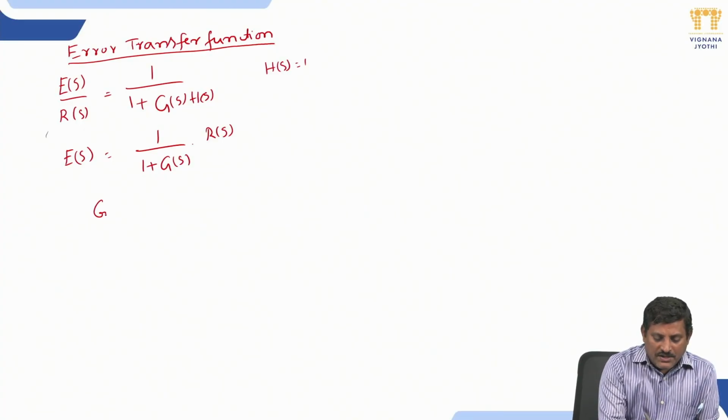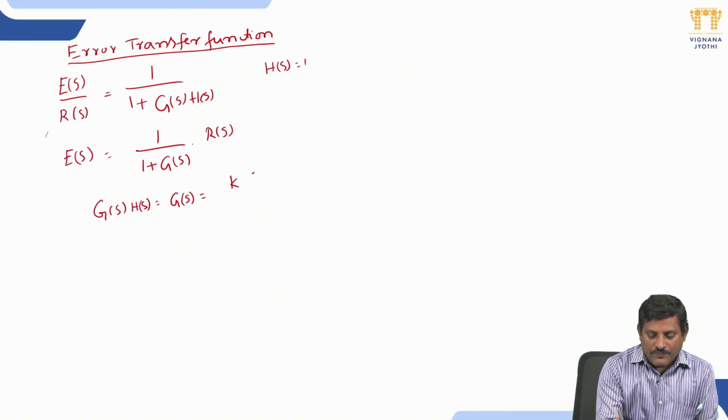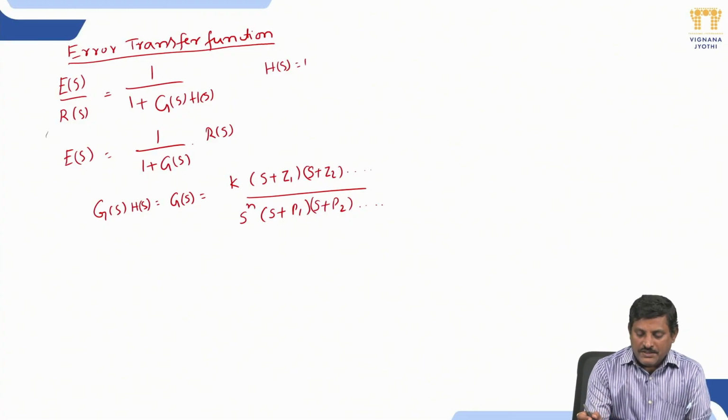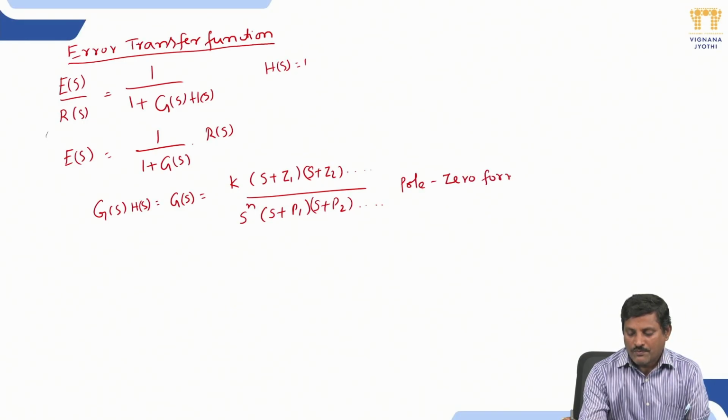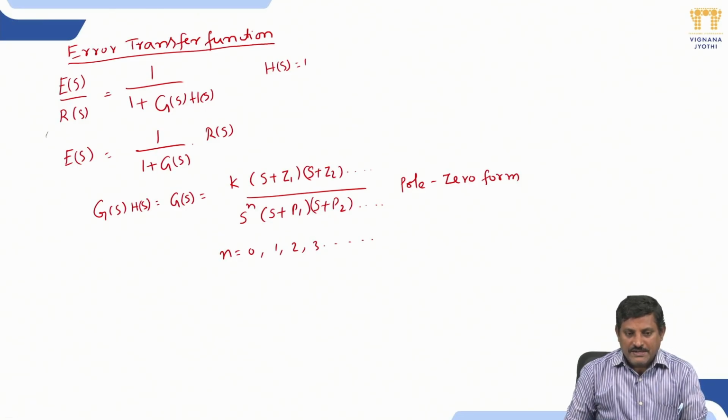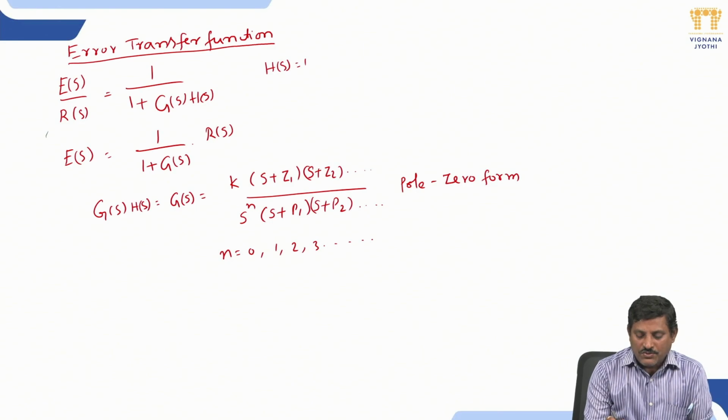Here G of s H of s is equal to G of s, that is K into (s plus z1) into (s plus z2) etc., by s power n into (s plus p1) into (s plus p2) etc. Here the transfer function is in the pole zero form representation, where n is 0, 1, 2, 3 etc. So n represents the type of the system. If n is 0, it is a type 0 system.